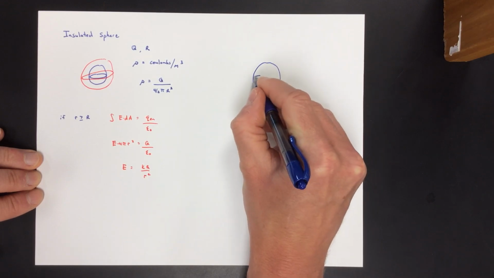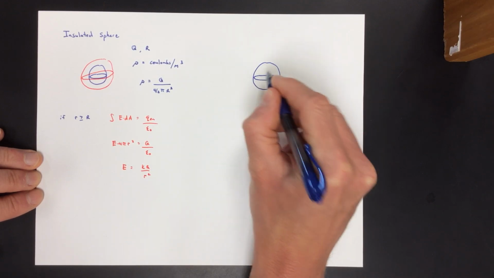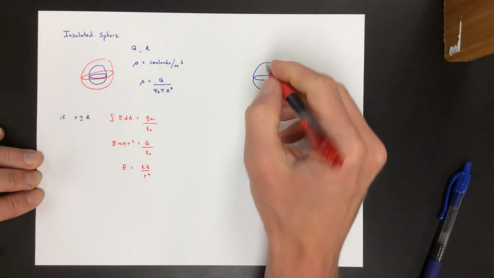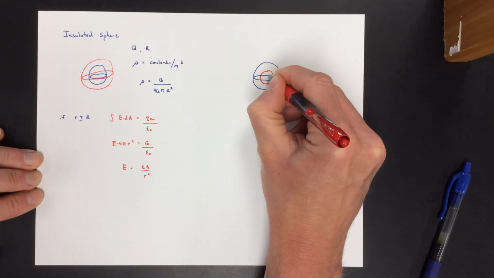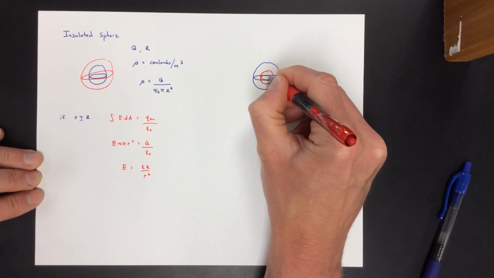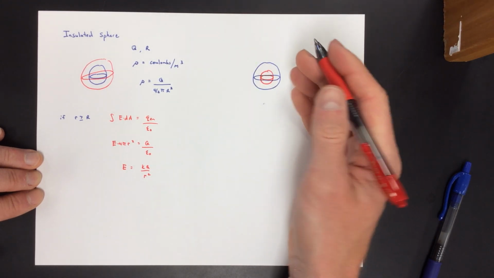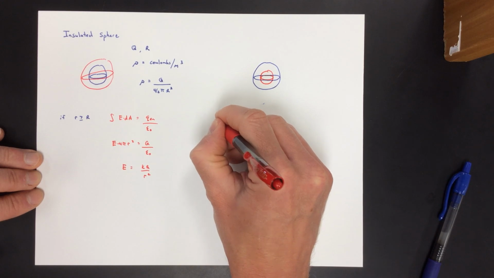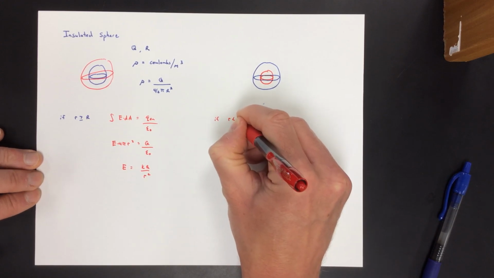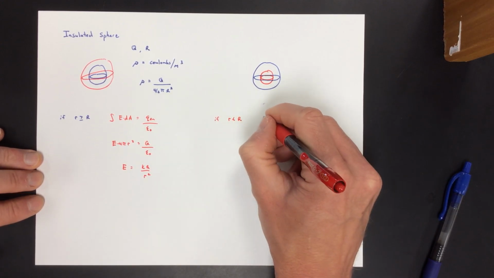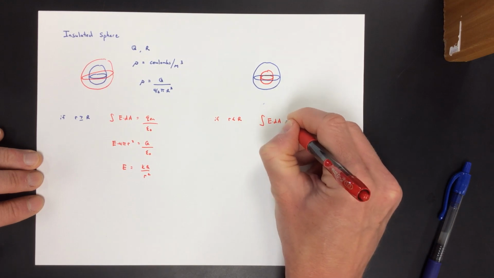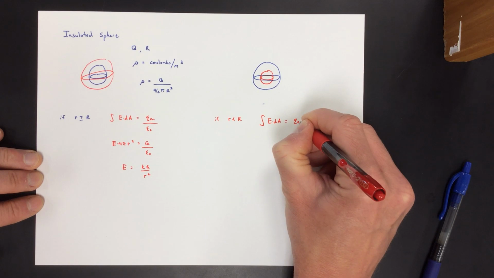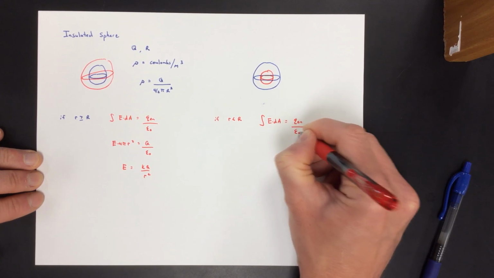Okay, so there's my insulated sphere, and now I'm going to put my Gaussian surface on the inside of that. So I've only enclosed a fraction of the total charge. So if r is less than capital R, write down Gauss's law. Gauss's law says that the accumulation of E field over space is equal to the charge enclosed over epsilon naught.